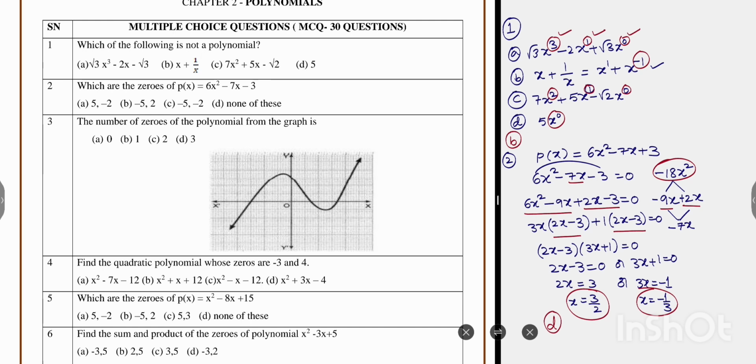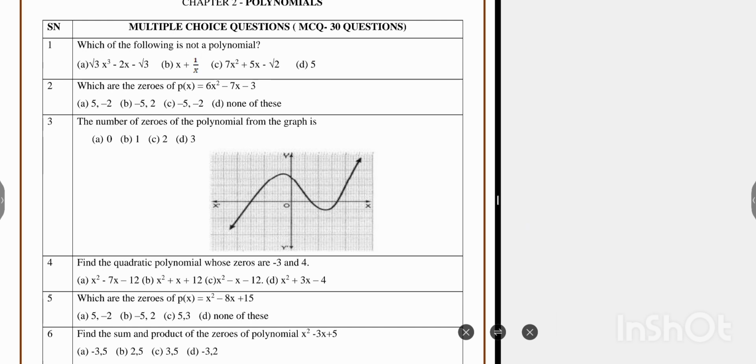Okay, now let's see the next problem, question number 3. In question number 3, it is a graphical representation. Here we have to see, whenever you want to find the number of zeros from the graph, you have to see at how many places the curve is intersecting the x-axis.